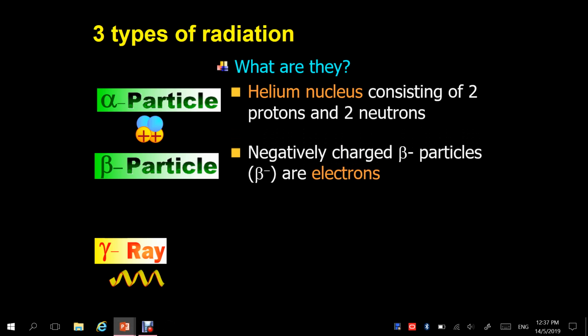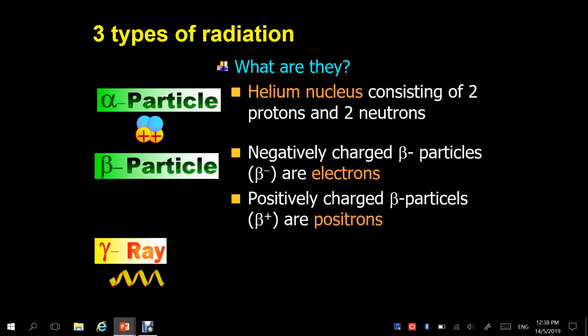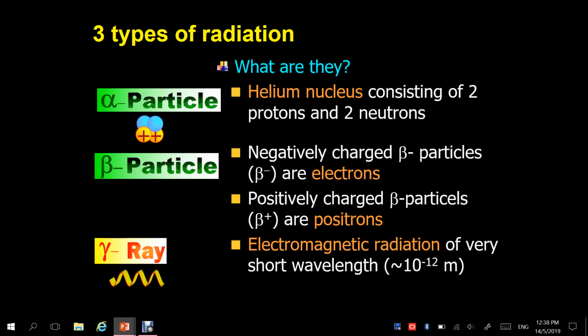For beta particle, they are electrons. We only do negative charge. Okay, so the positive one is called positrons. This is just for your info. And the last one is gamma ray. Gamma ray, as the name implies, is a ray. It is not a particle, unlike alpha and beta, which are particles. So in gamma radiation, there isn't any particles, just pockets of energy.